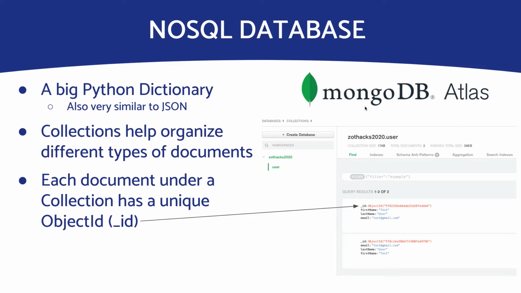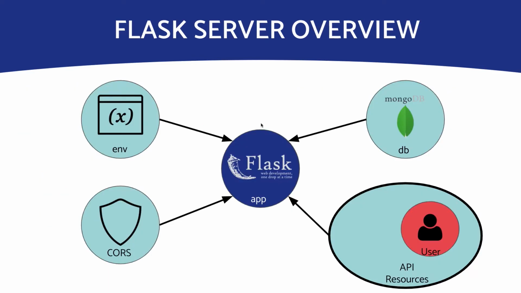Collections are a term used by MongoDB to help organize different types of documents. In this case, we have a user collection right here. Then, within each collection, we have documents, and each document has a unique object ID, as you can see here. Right now we only have one collection, user, but during the ZotHacks workshop, we'll be adding a second collection for stocks.